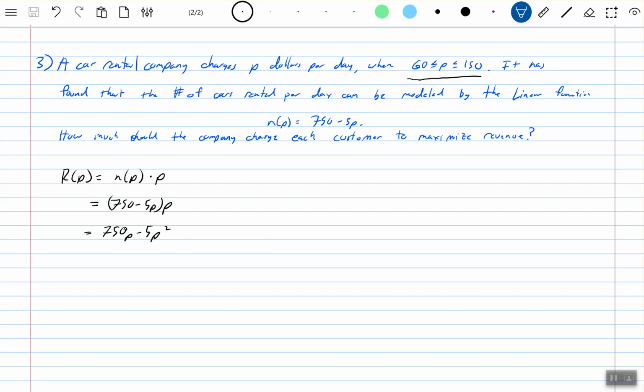So to do this, what we need to do is calculate our derivative. So let's take our derivative. I'm going to take the derivative of R with respect to the variable P.